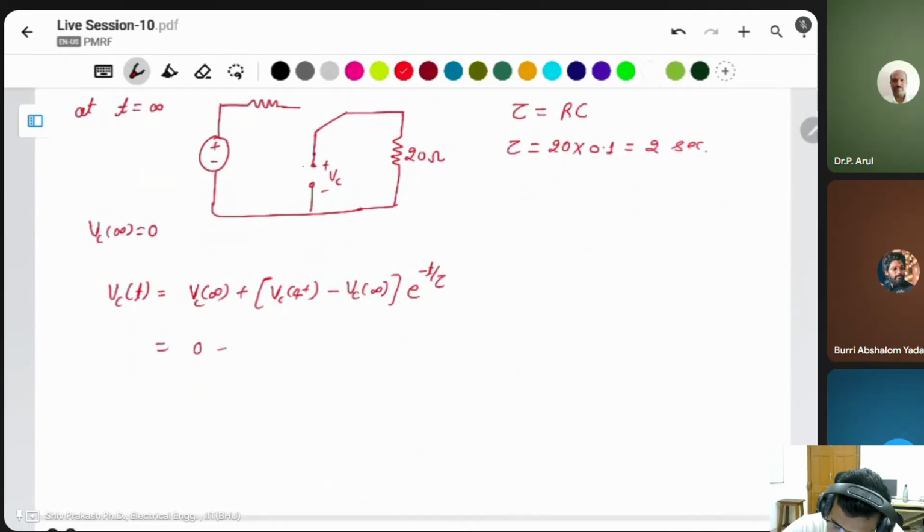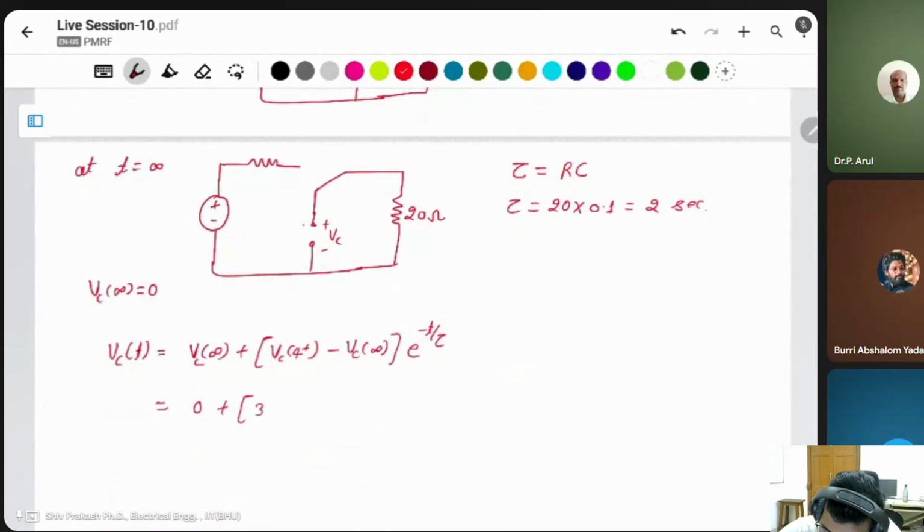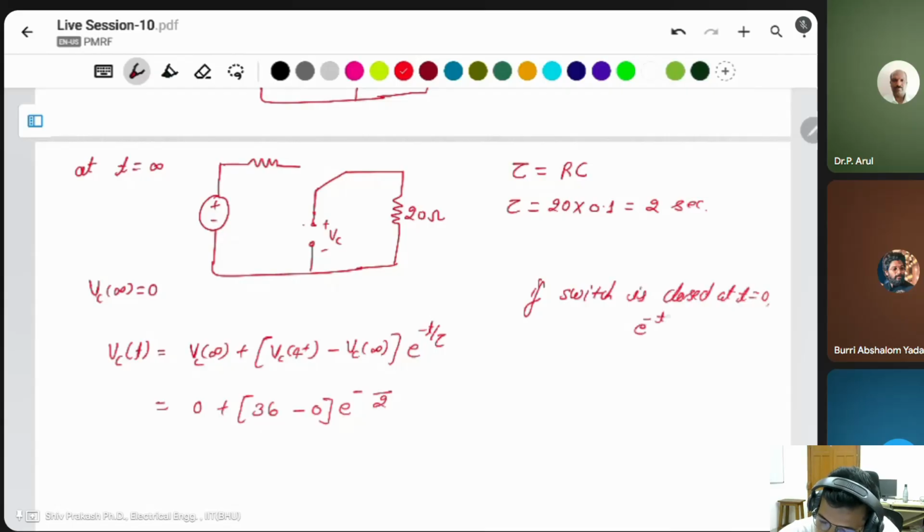The final value is 0 at infinity. The initial value is 36. This will be 0 because all the energy of the capacitor is discharged by infinity time, and tau is 2. Okay, if the switch is closed at t equal to 0, then this will be e to the power minus t by tau.